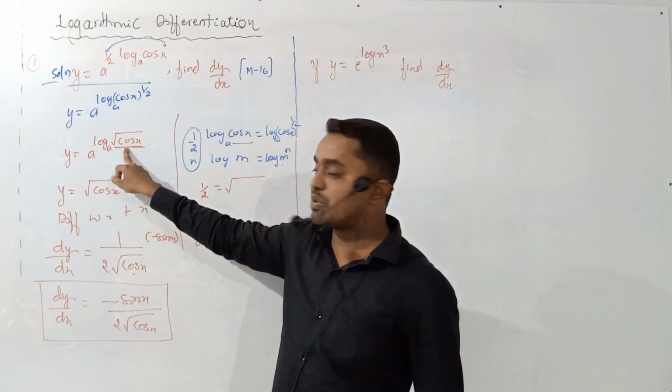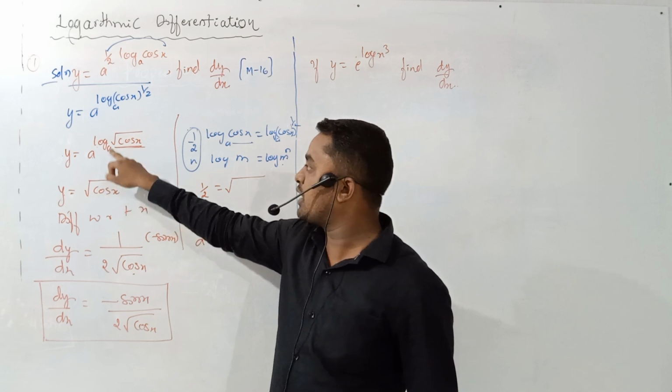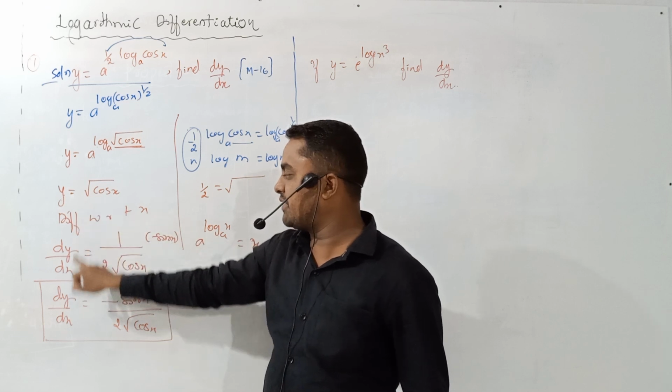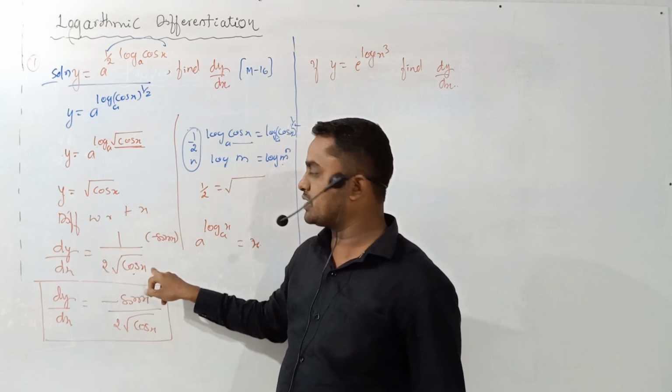Now applying this property, a raised to log x to the base a means x. Instead of x, here we have root cos x. So a raised to log root cos x to the base a means root cos x.